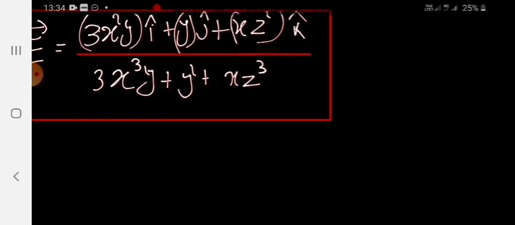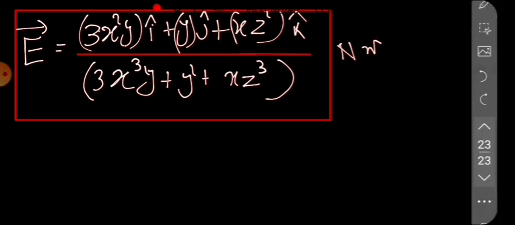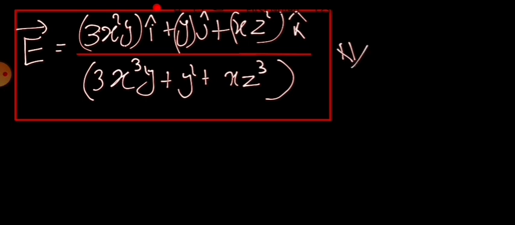This is a non-uniform electric field, a particular type of electric field. The electric field is given by (3x²y î + y ĵ + xz² k̂) divided by (3x³y + y² + xz³) newton per coulomb. This much electric field is there.